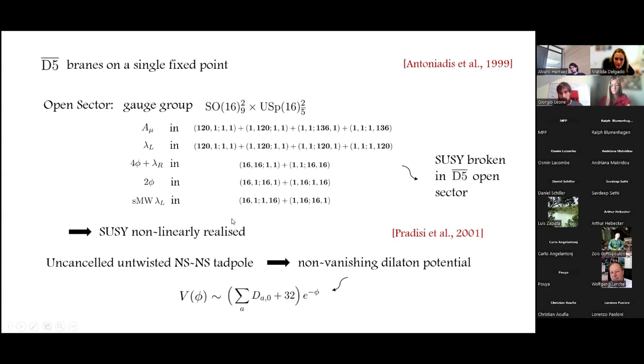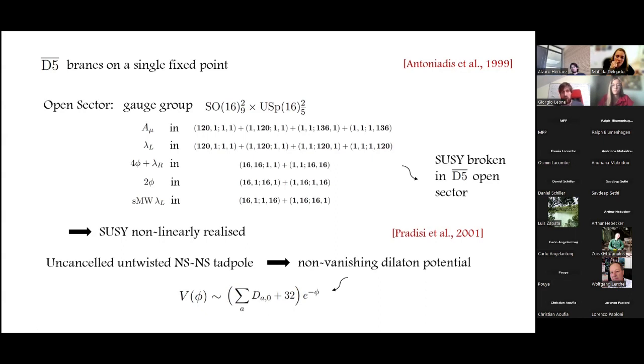As for the Sugimoto model, we have an uncancelled Neveu-Schwarz tadpole that comes only from the untwisted sector, which contributes to the dilaton potential in the following way, and you can see that the non-vanishing term only comes from the anti-D-branes.